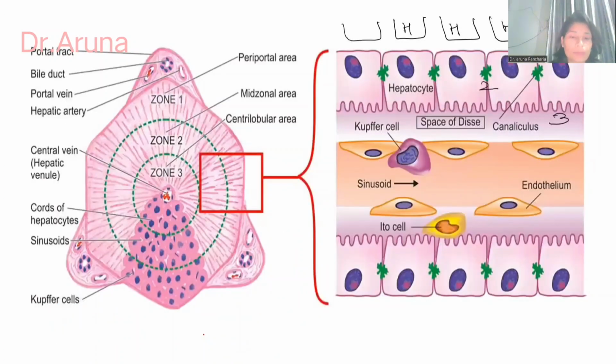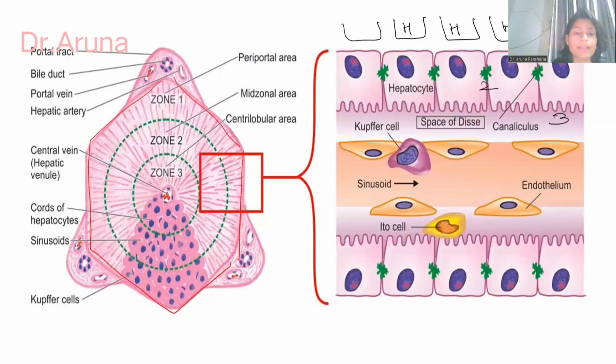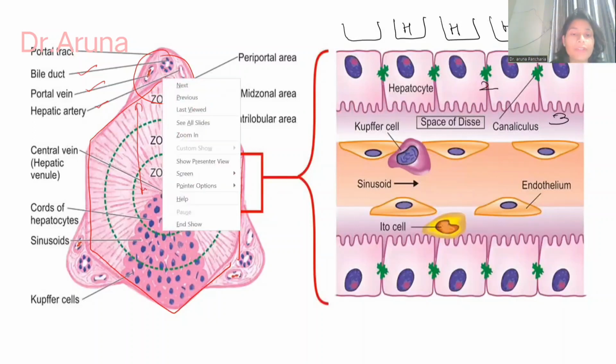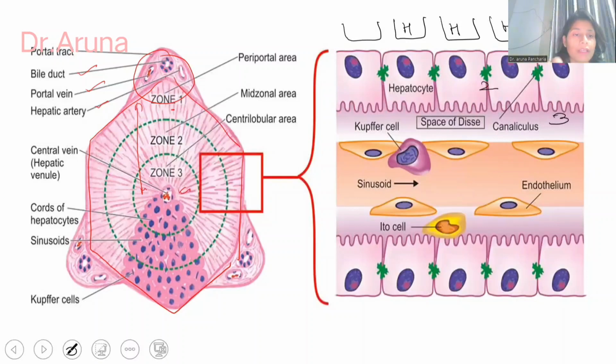Now this is the classical lobule, which is hexagonal in shape, a normal lobule. Inside it there is a central vein, and at the periphery there is a portal tract. Here in the portal tract are the bile duct, portal vein, and the hepatic artery. On the basis of this, the zonal pattern is there. Zone 1 is near to the portal triad, or we can say near to the hepatic artery. And zone 3 is far away from the hepatic artery.